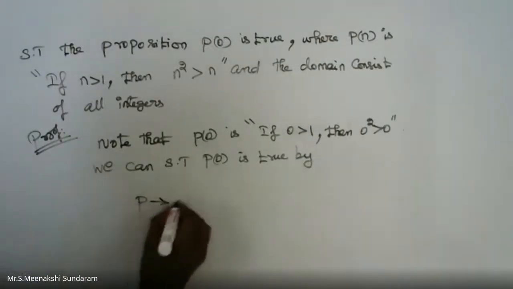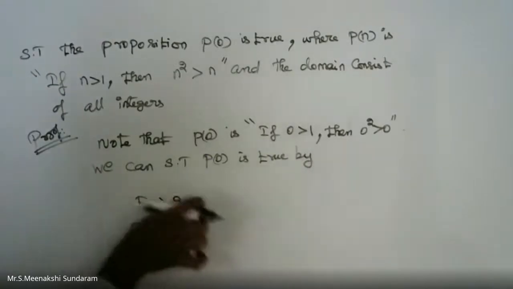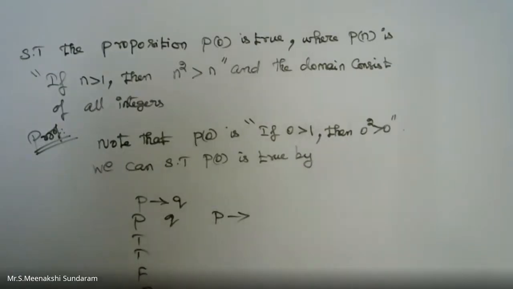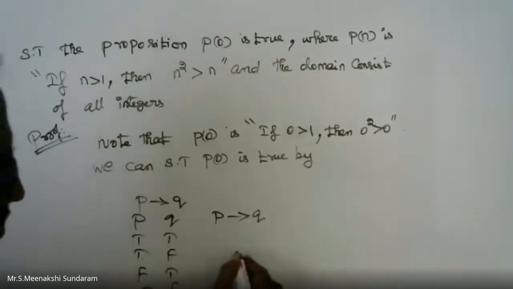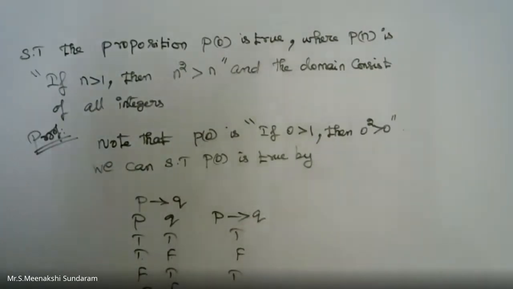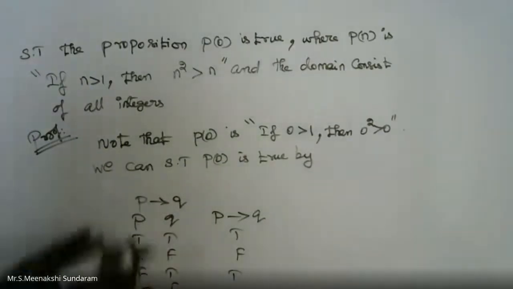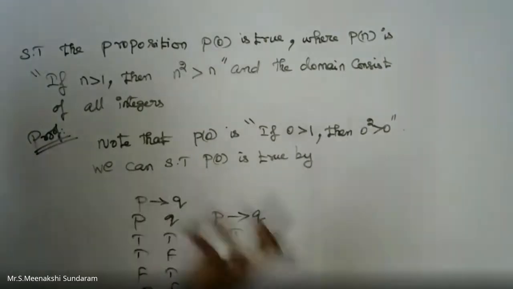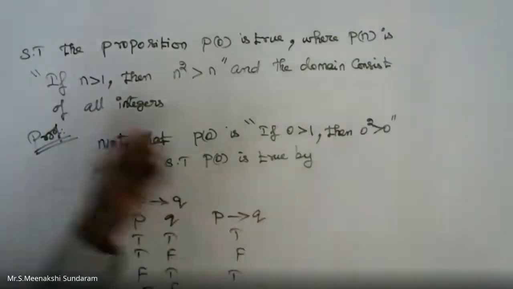I already told you P implies Q. The truth table: P and Q, true true, true false, false true, false false. For the conditional statement, only true followed by false is false. All the other cases are true. That is a vacuous proof: the input is false. If the input is false, the conclusion is true; don't bother about it. Similarly, for a trivial proof the output is true, and we don't bother about the input. That is a trivial proof.